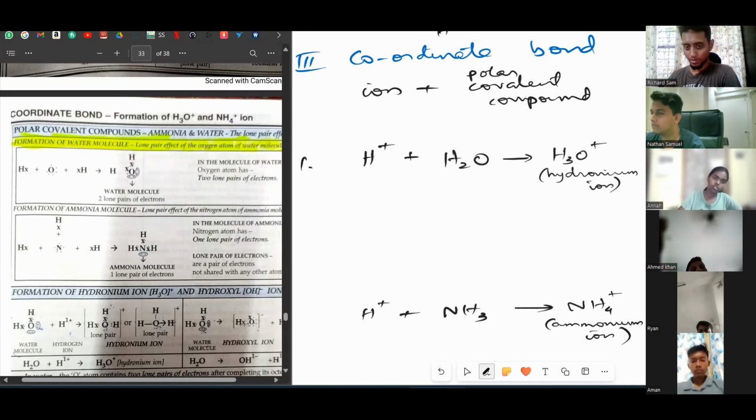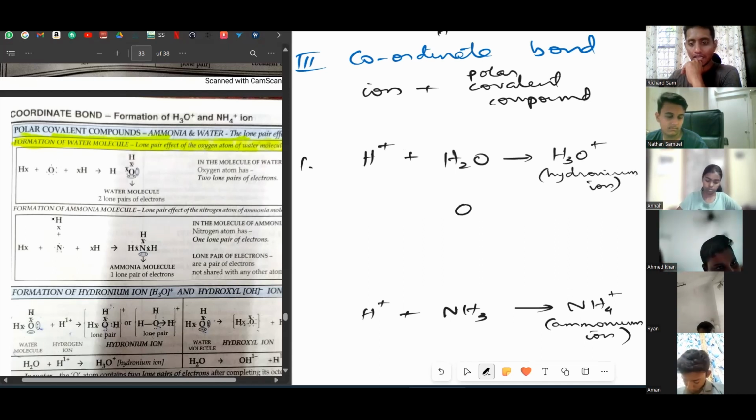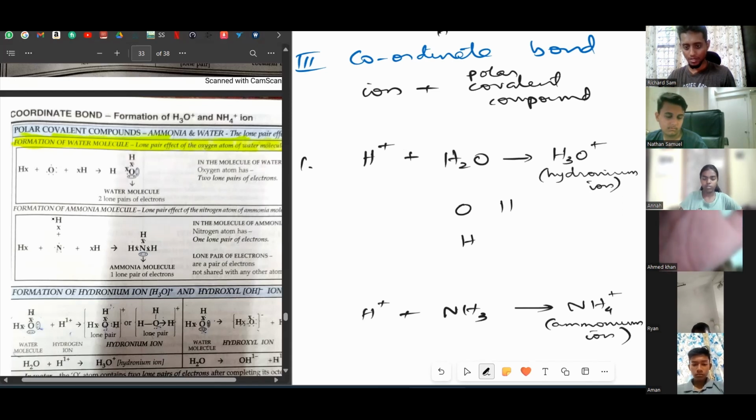Okay, so let us see the structure of both these coordinate bonds. The coordinate bond is the bond between the ion and the polar covalent compound. See in the book. Now what happens over here? Let's draw water first. It has one oxygen in the center, and then you have 2 hydrogens. I'll draw one hydrogen down here, the other one over here. Oxygen has 6 electrons. From those 6, 2 of them are lone pairs. The other 2 have joined with hydrogen, forming the bonds.